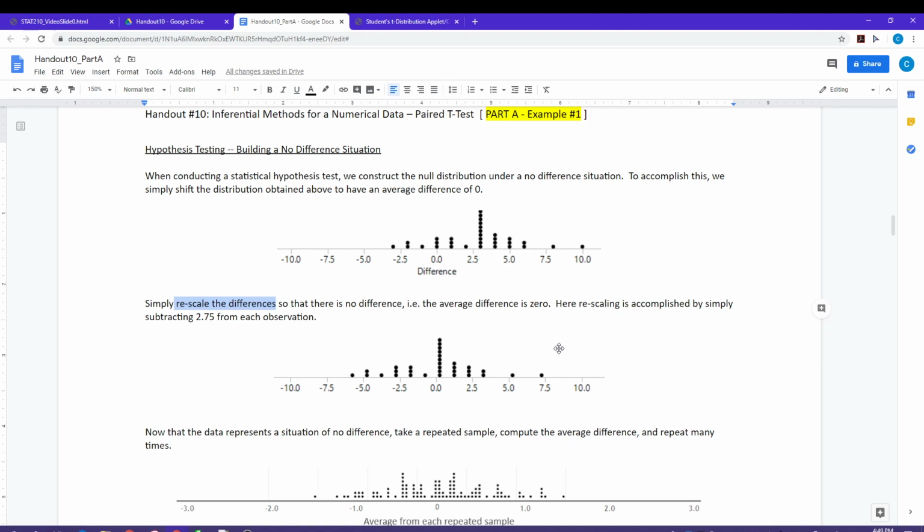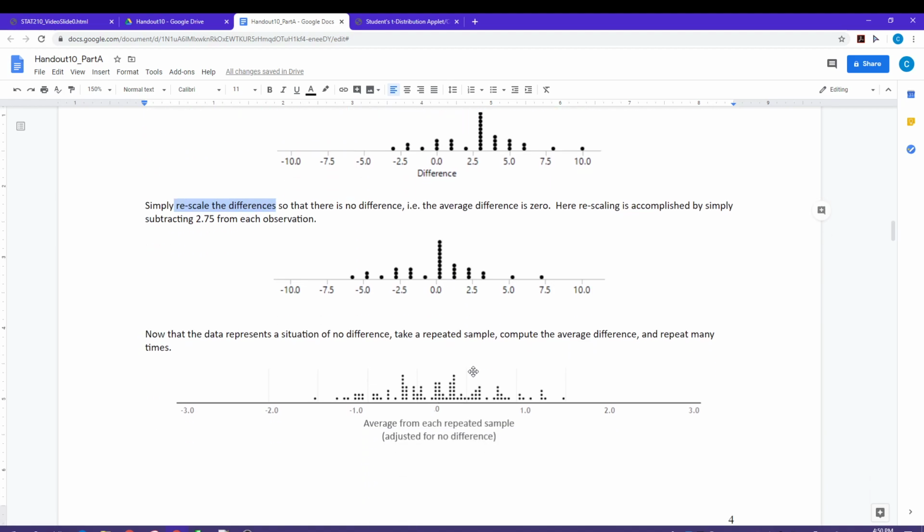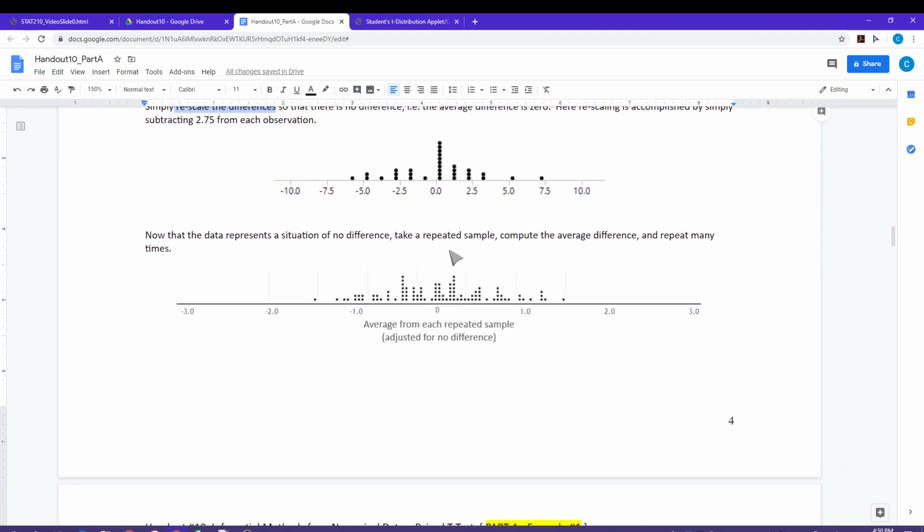These data points right here are going to have an average of 0, because I know that these, before I did the rescaling, had an average of 2.75. So just that simple rescaling, subtracting the average from every observation, will give me a situation of no difference. And now I do the repeated sampling here from this distribution. That's how I'm going to compute my p-value: I'm going to take repeated samples from this distribution, compute the average of every single step, and then just repeat that many times.